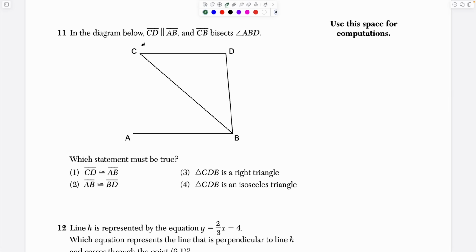Question 11: In the diagram below, CD is parallel to AB, and CB bisects angle ABD. And we want to know which statement must be true. So first, let's transfer the givens over to the picture. We have CD is parallel to AB, and then we have CB, this segment over here, bisects angle ABD. So I could say that these two angles here are the same.